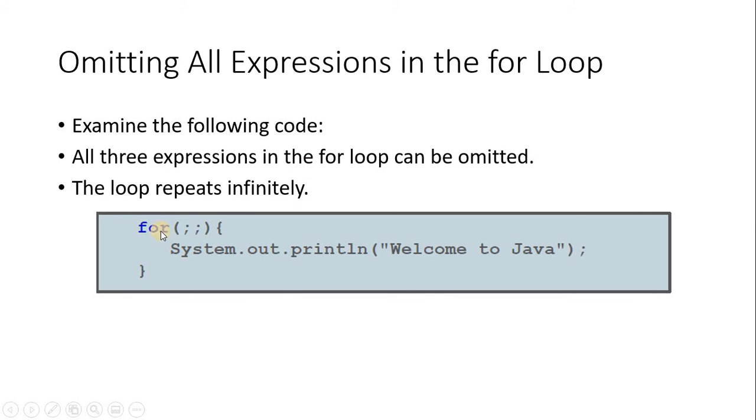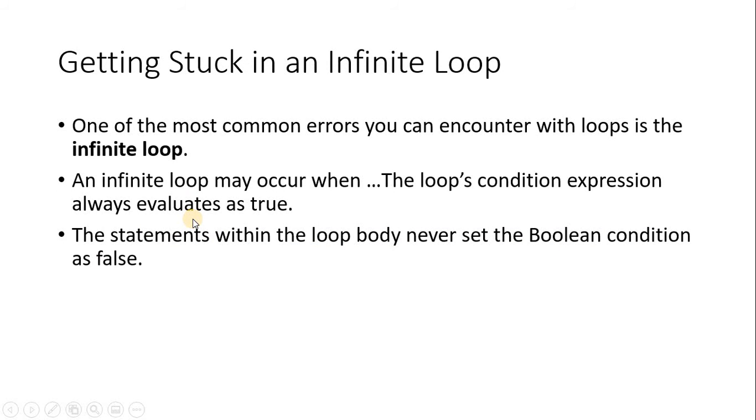For example, we write a for loop where there is no initialization, no condition, and no update. If this loop is going to execute, what will happen? It continuously keeps on printing "welcome to Java" without termination. This type of loop is called an infinite loop, because the initialization, condition, and update are omitted. So this will get stuck. An infinite loop always gets stuck.